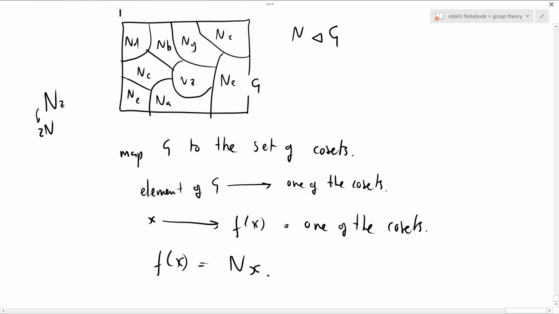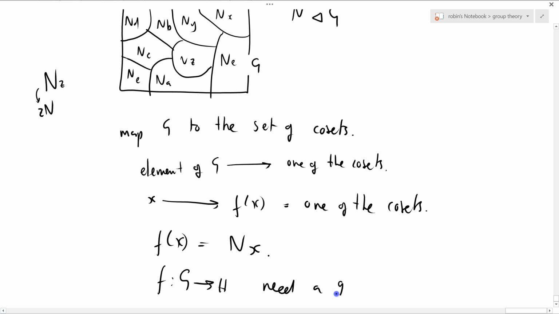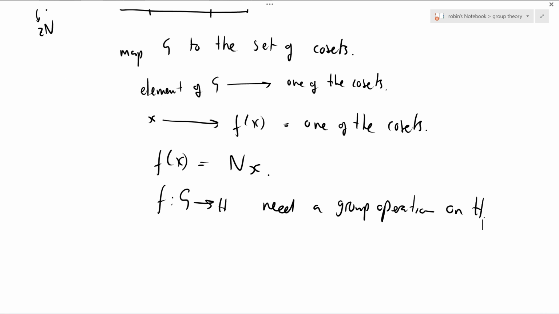Alright, that's great. But remember, f maps G to H, so I need a group operation on H. We've got one here already because that's the group we started with. But we need one here, or at least we need to verify that its group operation is correct. We need to make sure that it's well defined and that it satisfies the axioms of a group. And then we need to show separately that f is a homomorphism.